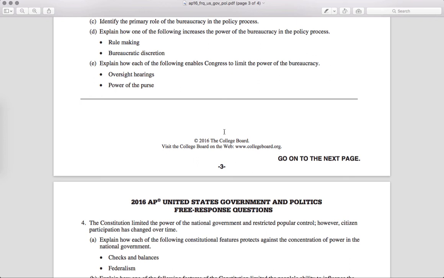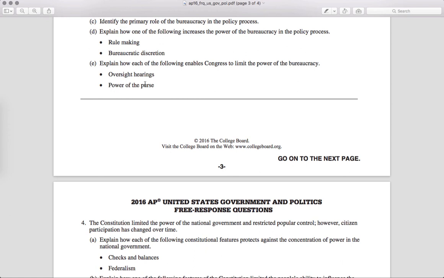Now, here's what students have done in the past. They see words here and they define them and they move on. Remember, let's reword the question. Explain how oversight hearings enables Congress to limit the power of the bureaucracy. Oversight hearings are when a congressional committee calls in a member of the bureaucracy to account for how they spent Congress's money, for the decisions that they made.